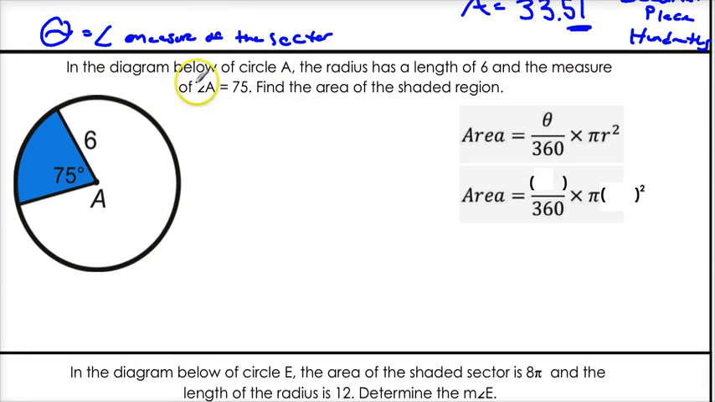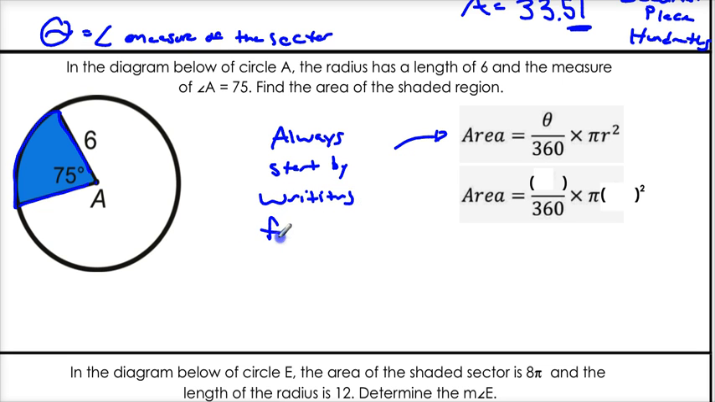So let's try another one. In the diagram below of circle A, the radius has a length of 6, which is right over here, and the measure of angle A is 75 degrees. All right, find the area of the shaded region. So we're finding the area of a sector right now, so we need our formula. You should always rewrite your formula. Always start by writing your formula. It's just good habit. This way it stops you from forgetting it and you know exactly what you should do.